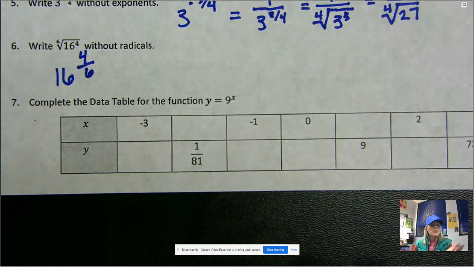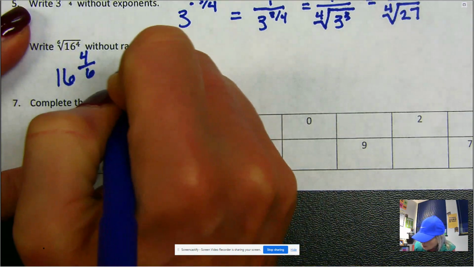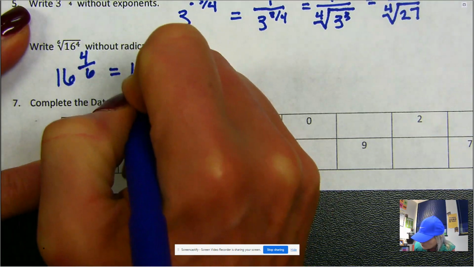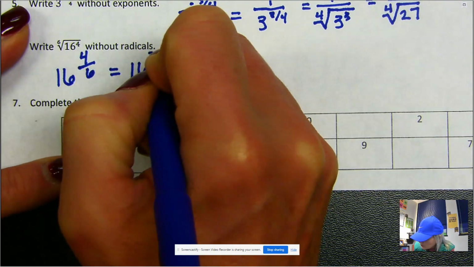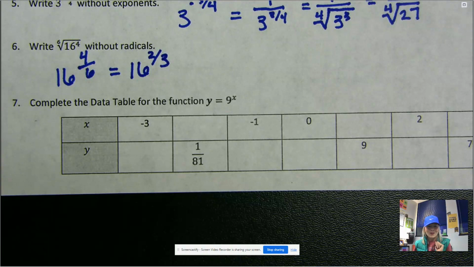So you have some options. This is a totally acceptable answer. I always like to reduce a fraction if I can. And so I would reduce this as 16 to the 2/3. They're totally equivalent. You can have it either way. All right.